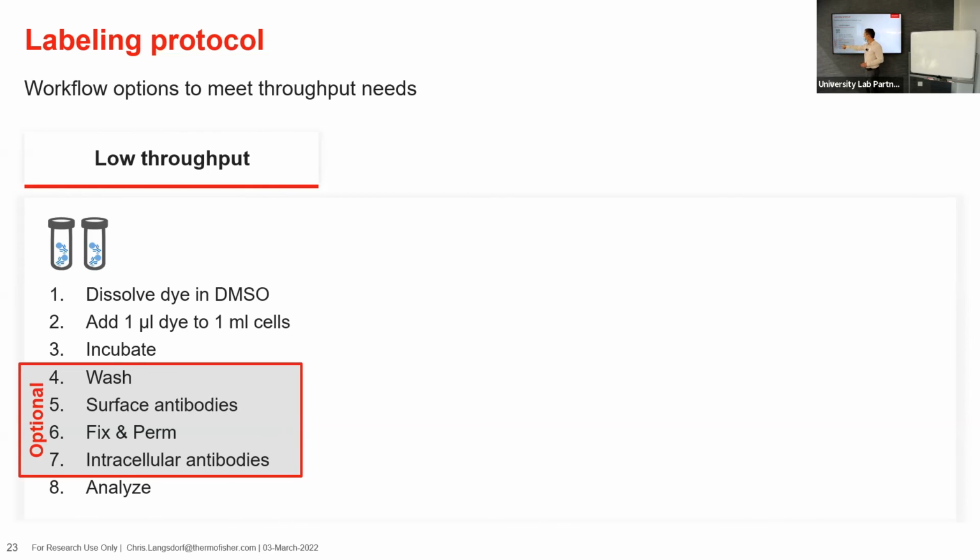Then you could label with antibodies on surface markers. Then you can fix and permeabilize your cells, poke holes in your cells, and then label with antibodies against targets inside your cells. All of these things are optional. We don't even have to wash these dyes back out. You can just label and analyze.